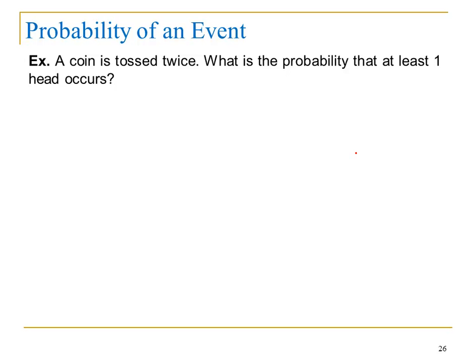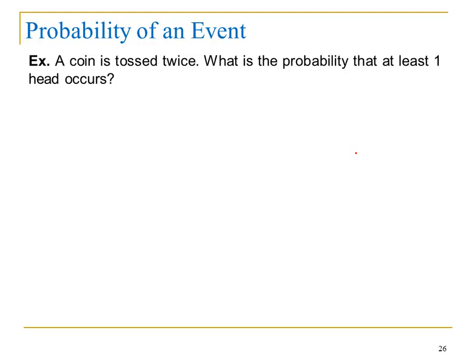So let's look at this problem. And again, I'm using this problem because it's one of the problems in which you can list the sample space very easily and you can understand the concept right away. So we are looking at a coin that is tossed twice. What is the probability that at least one head occurs? So you're using one coin and you're tossing that coin twice. So what is your sample space? How many outcomes should you expect?